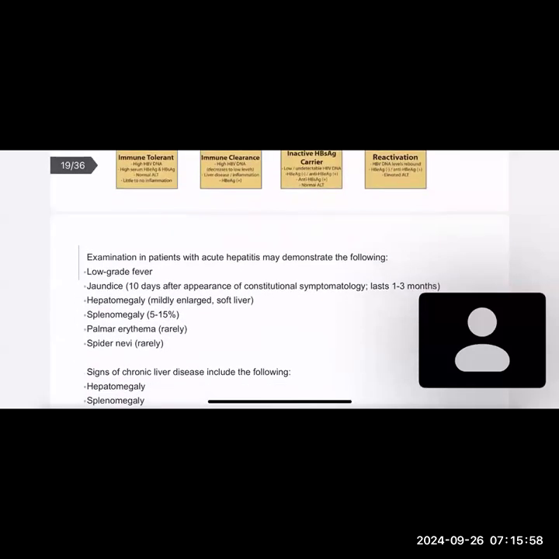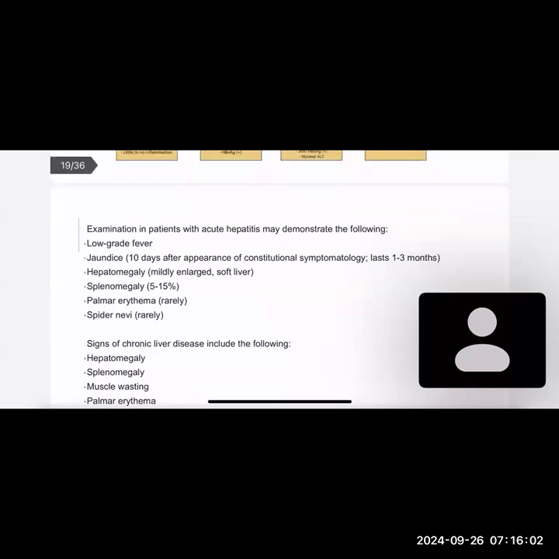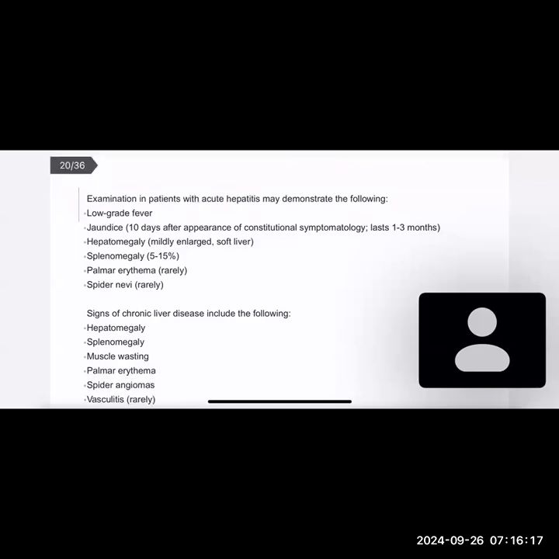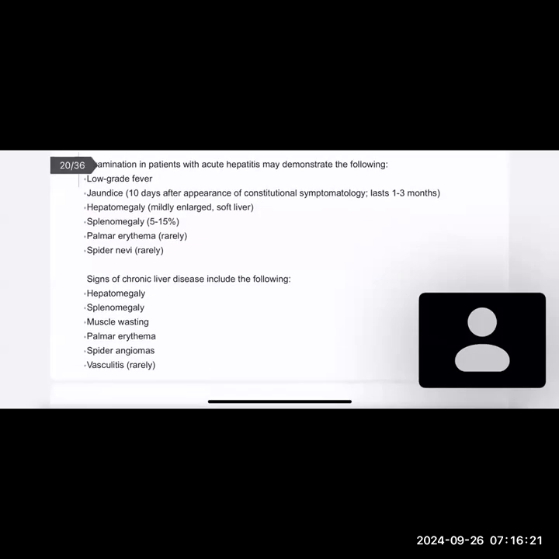Well, examining the patients, especially those who have the acute infection, they could have low-grade fever, they could have jaundice, and this usually appears 10 days after the prodromal phase. They could have hepatomegaly, splenomegaly, palmar erythema, spider nevi, depending on what the cause is. If it's alcoholic, there are certain stigmata that we expect to see. But those who have the chronic liver disease could come with hepatomegaly, splenomegaly.